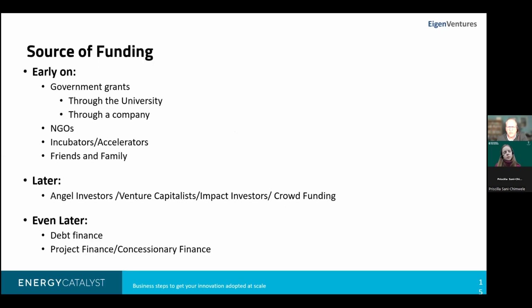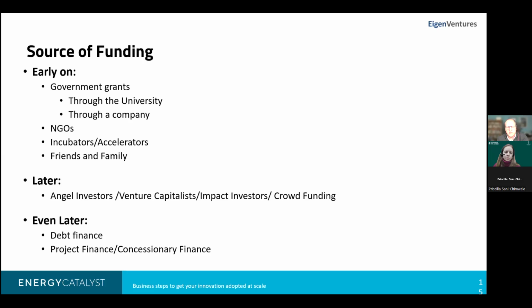Sources of funding, just very quickly. Very early on, especially when you're still at university, there are government grants. You could stay on as a research post in the university, for instance, and then the university can apply for lots of funding. An early stage company can apply for a lot of government grants. The Energy Catalyst program is an example of that, but there will be local ones to your country as well. Non-governmental organizations and charities have a lot of grants, funds and subsidies available.